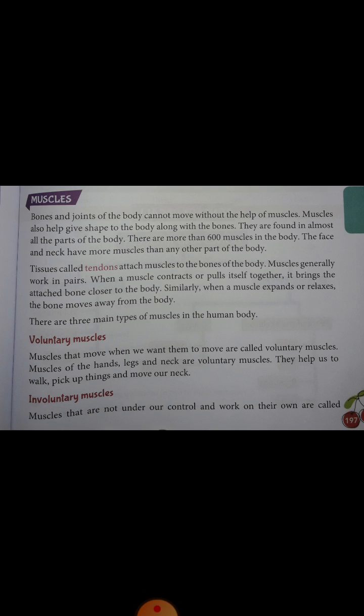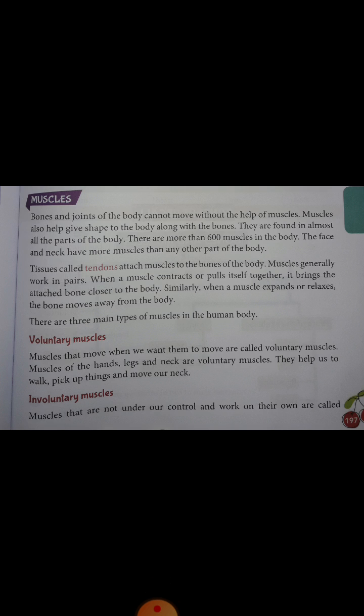Tissues called tendons attach muscles to the bones of the body. Muscles generally work in pairs. When a muscle contracts or pulls itself together, it brings the attached bone closer to the body. Similarly, when a muscle expands or relaxes, the bone moves away from the body.